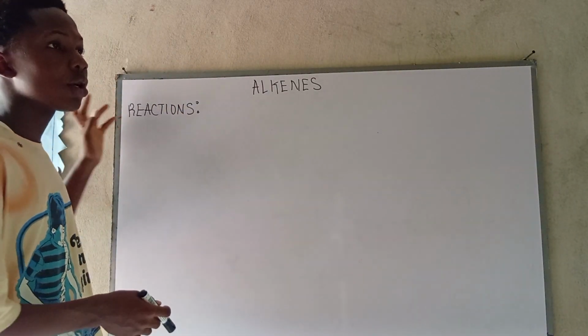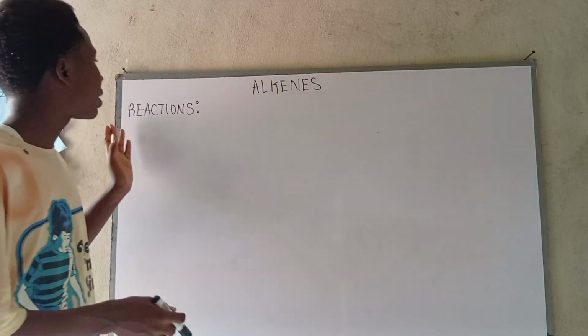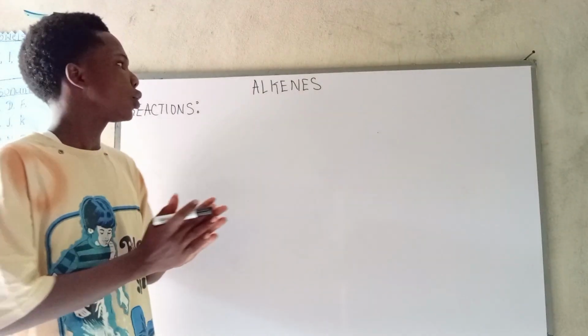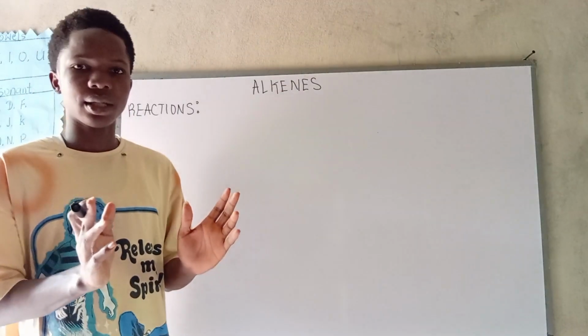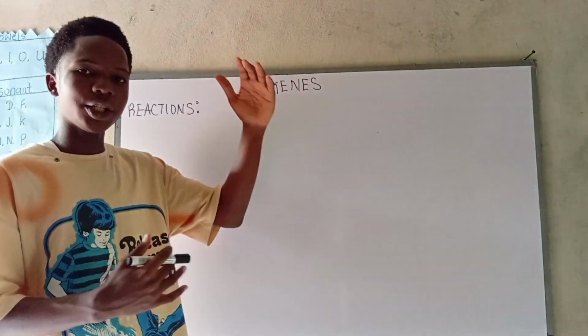Now, earlier we talked about the basic info about alkenes. Now we are going to be looking at the reactions of alkenes. There are many types of reactions of alkenes, but first of all, we're going to treat the addition reaction.